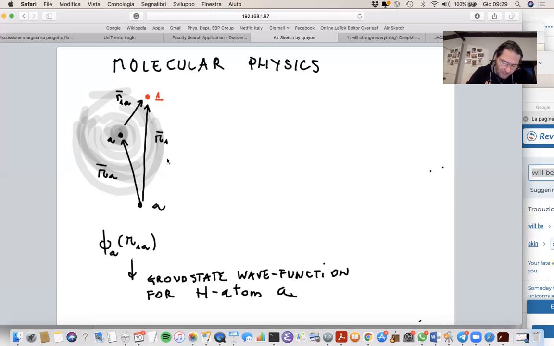Now, at some distance, which we'll be specifying later, there's a second atom, which we'll refer to as B. Let's put the second atom B here. Let RAB be the distance between the center of the proton in A and the center of the proton in B.